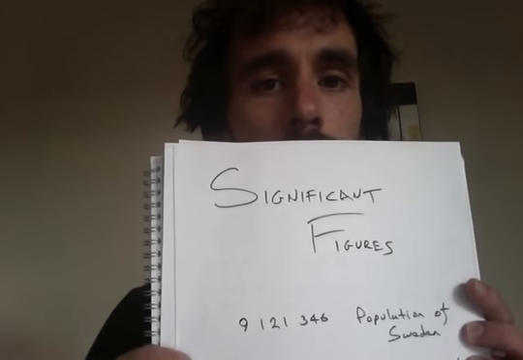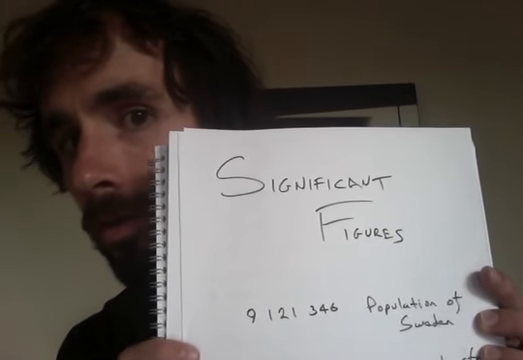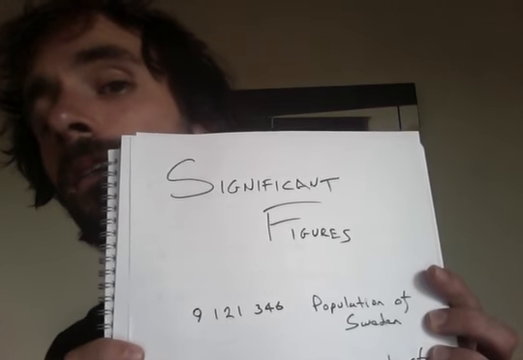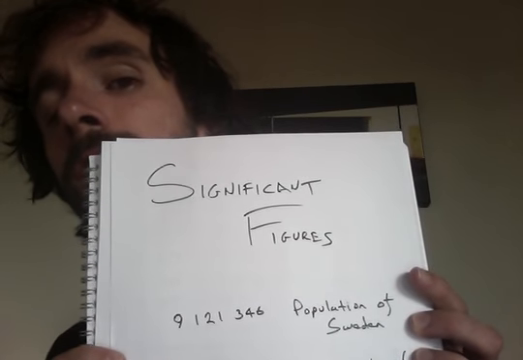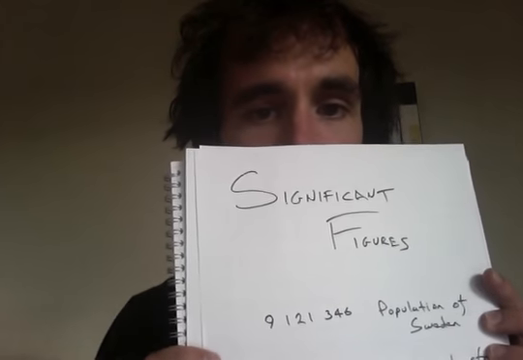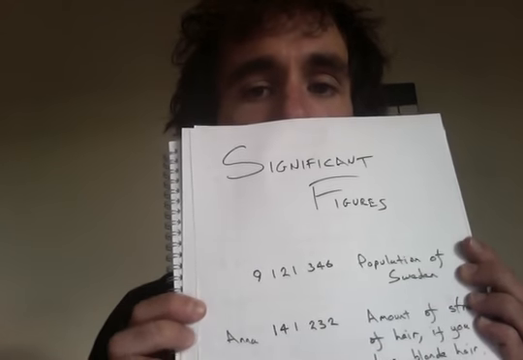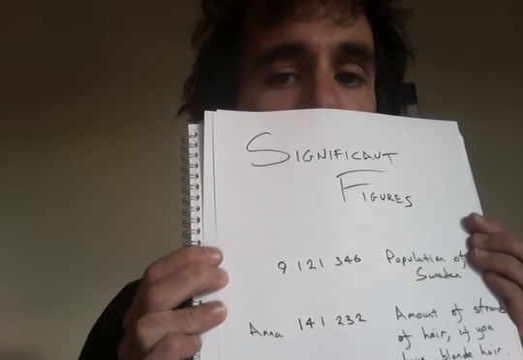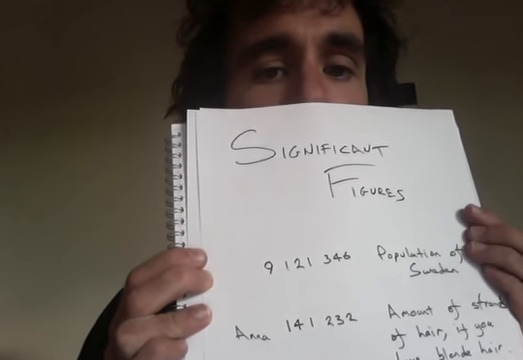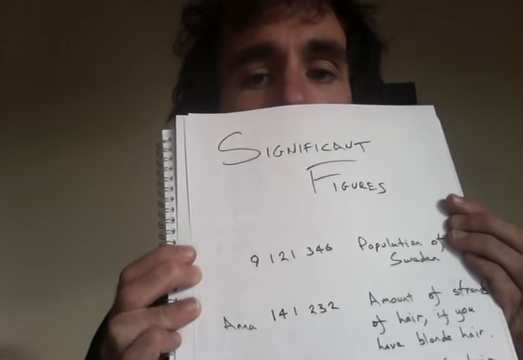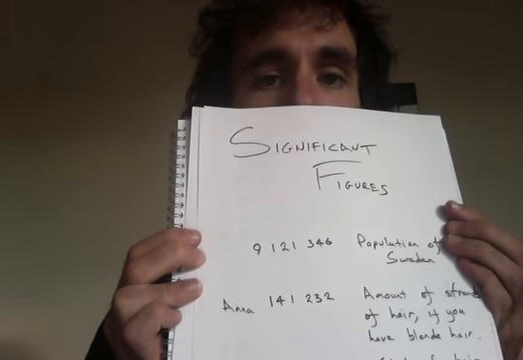Okay, so the population of Sweden is, we'll go over here, 9,121,346. So I'll just show you the other ones. This is confusing. The amount of strands of hair, if you have blonde hair, is about 141,232. Now I just made up that number and we'll call it Anna that has that, okay?